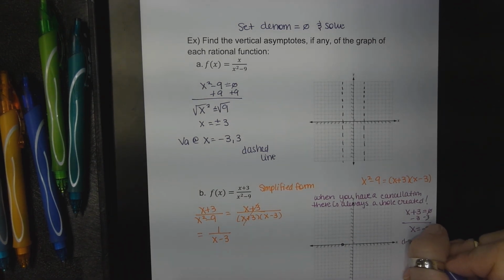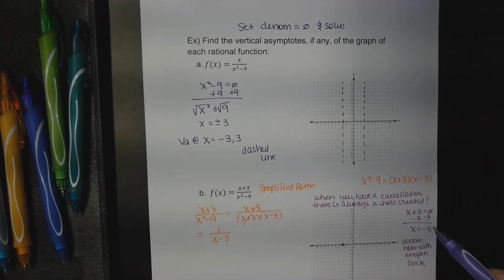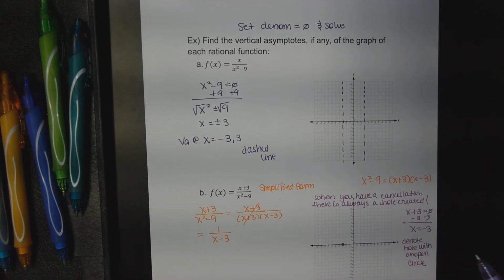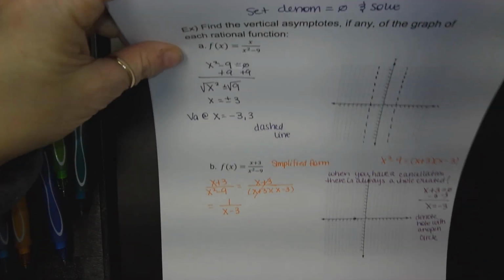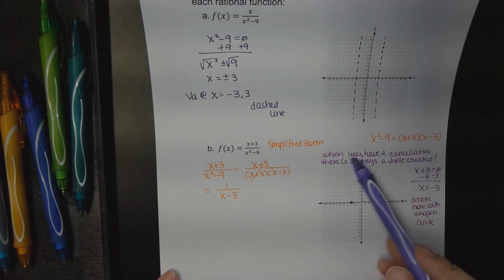So denote hole, then open circle. Wherever your hole is, you make an open circle on your graph. That's called a discontinuity. Okay, so we took care of our hole.